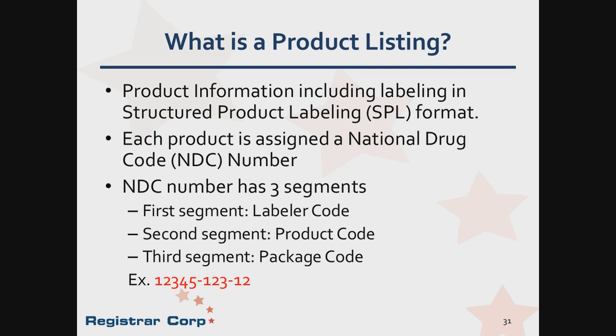The NDC number has 3 segments that make up the 10-digit number. The first segment is the labeler code. It is a 5-digit number assigned by FDA and is used to identify the labeler company of the listing. The second segment is the product code. This is particular to the product name, active ingredient, and strength of active ingredient. Then the last segment is the package code. This is specific to the package type and quantity within the package. The segments are separated by hyphens. An example of the formatting is shown in red on this slide.